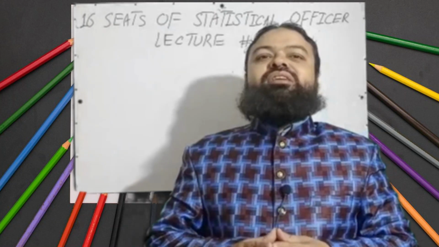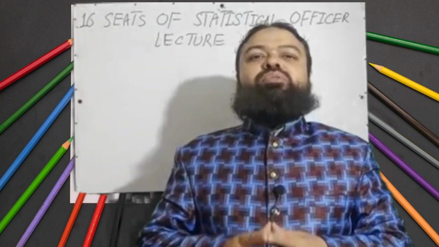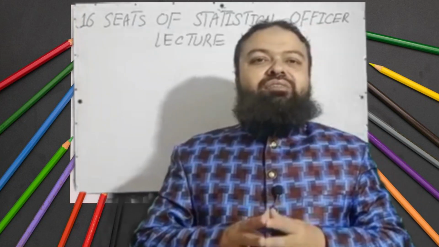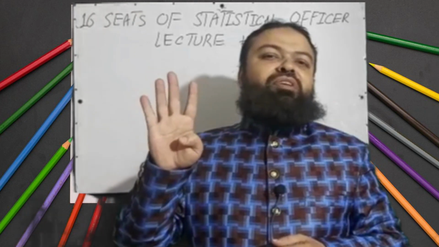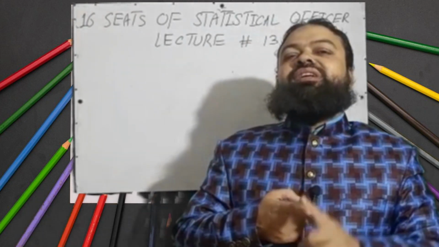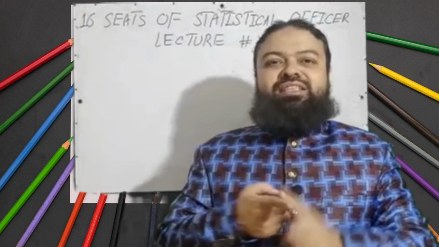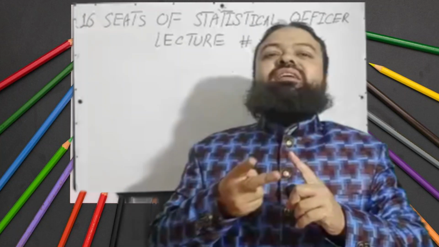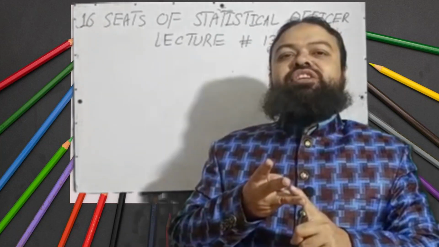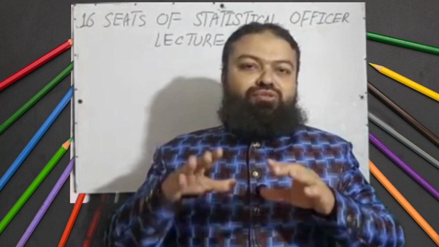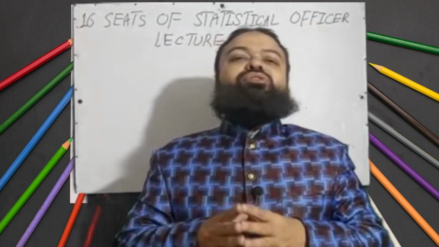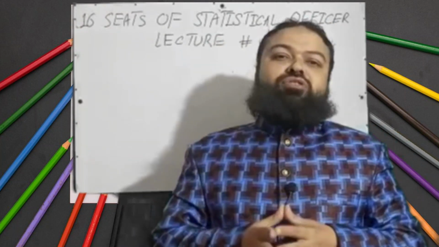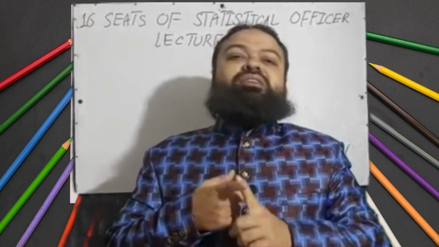It is lecture number 13 for the preparation for the post of statistical officer. In the last 12 lectures, I have discussed 4 important topics of statistics and we have discussed many numerical as well as theoretical questions for the topics of measures of central tendency, measure of dispersion, classification and introduction to statistics. Today from lecture number 13 I am going to start the topic of standard probability distributions, a very important topic, and I will start from the binomial distribution.